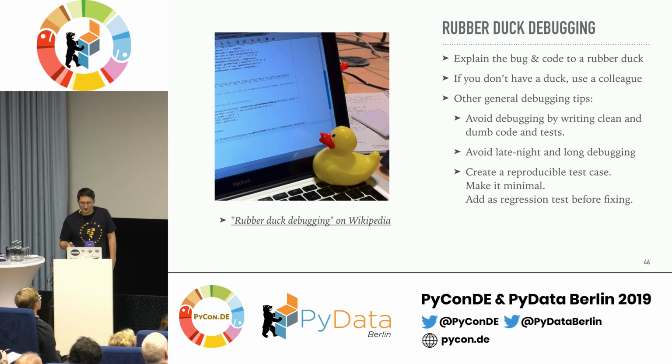And there are other general debugging tips. Like I said, you should avoid debugging as much as possible by writing clean and dumb code and tests. So don't try to write clever code, keep it simple. Avoid late night debugging and too long debugging sessions. If you're debugging for hours, then you should take a step back, create a minimal test case that fails, put it in as a test, and then just debug this simple test case.